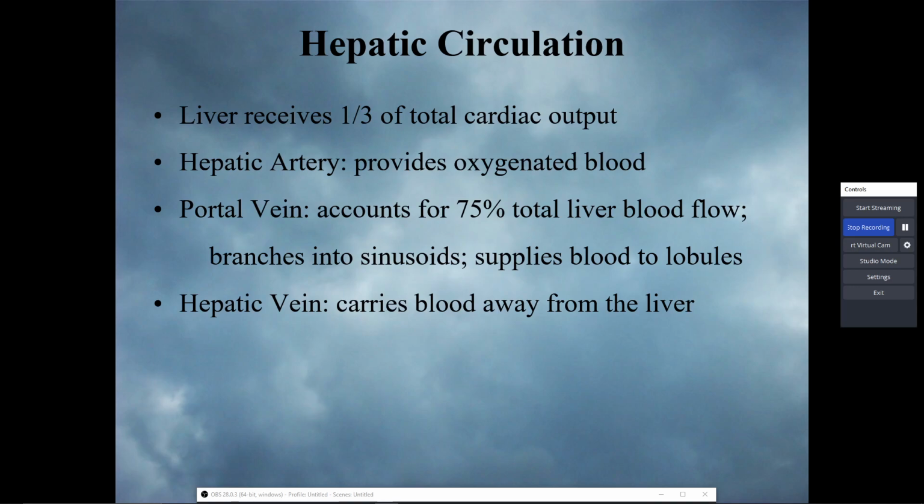Okay. So we have the hepatic artery coming in. We have the portal vein going out. So 75% of the blood flow through the liver is going to be coming through the portal vein. And this is where we actually get all of our blood flow out to the different lobules and different portions of the liver. And then lastly, we have the hepatic vein. And the hepatic vein is what actually branches off and carries used blood, or filtered blood, away from the liver.